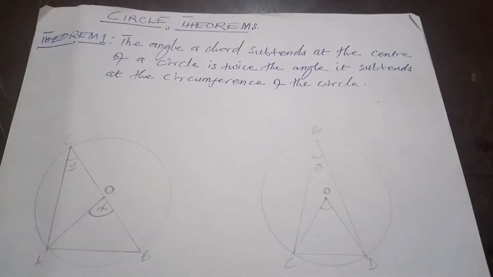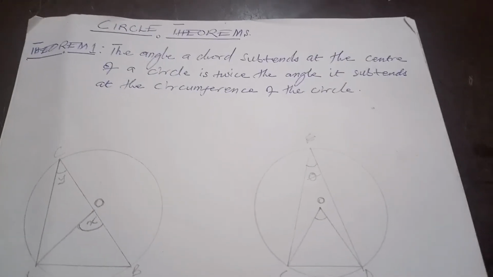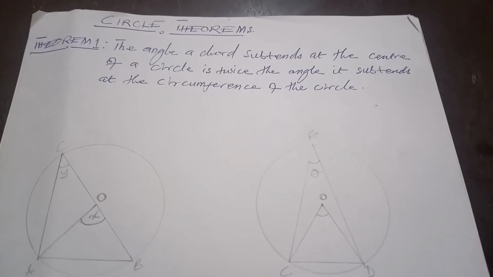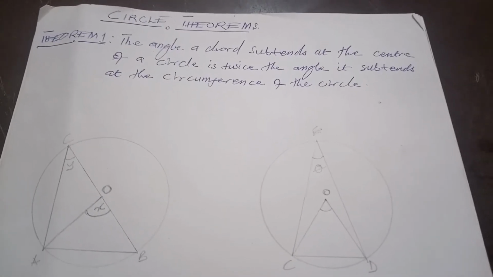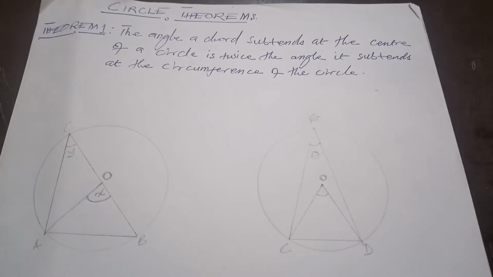In the last video, I gave an introduction to circle theorems and I promised to take the theorems one by one. Let's go straight to theorem 1. Theorem 1 says that the angle a chord subtends at the center of a circle is twice the angle it subtends at the circumference of the circle.